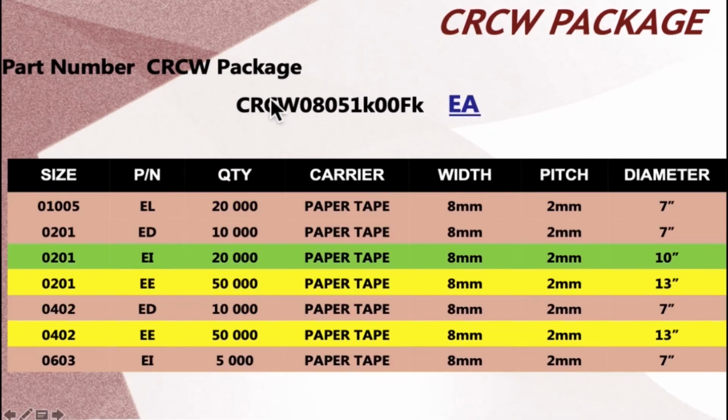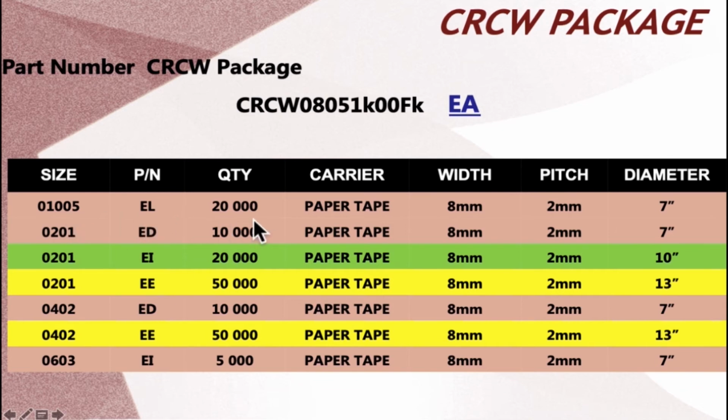The last item of the part number is the package. For each quantity, each diameter of the reel, you have a different part number. EL for 01005, quantity 20,000; 0201, ED for quantity of 10,000, 7 inches; 0201, EI for 20,000, etc. 0201 here, you have 50,000. 0402, you have EE also 50,000, both EE. 13 inches, 2 millimeters pitch, 8 millimeters width.